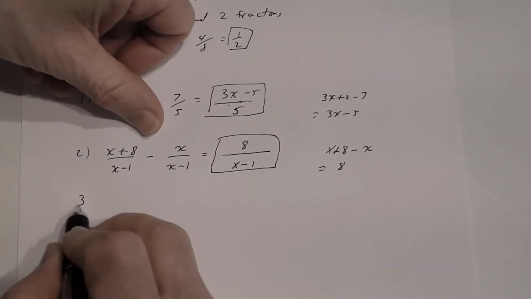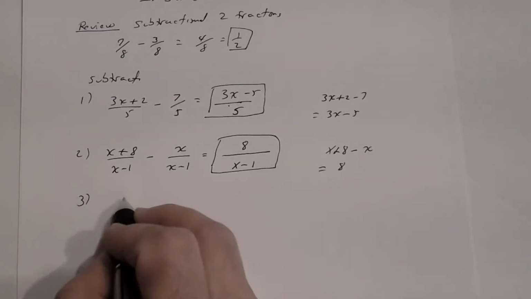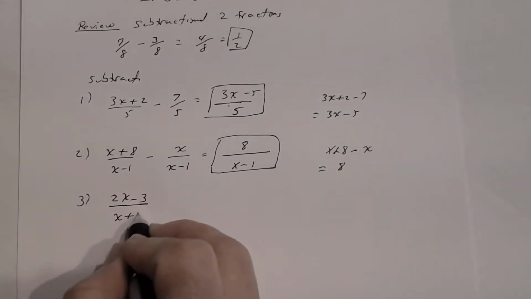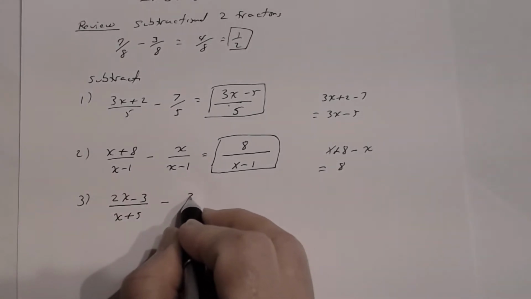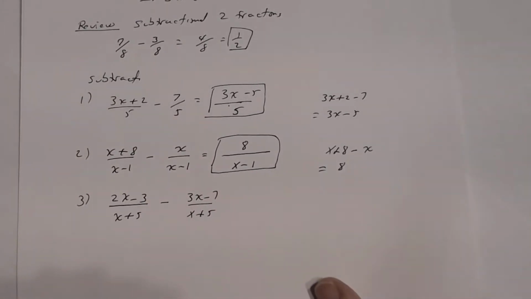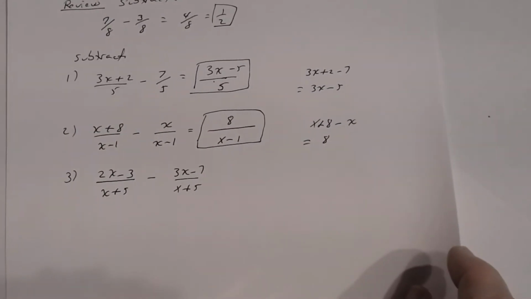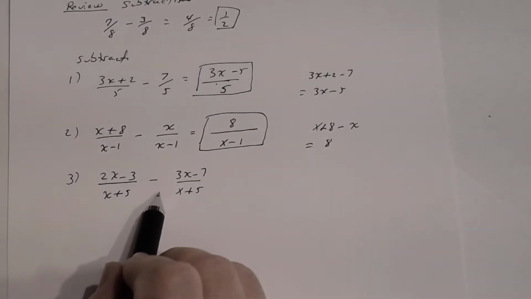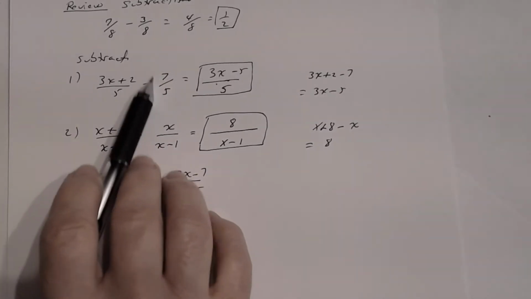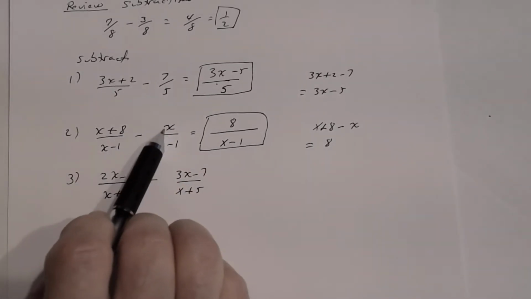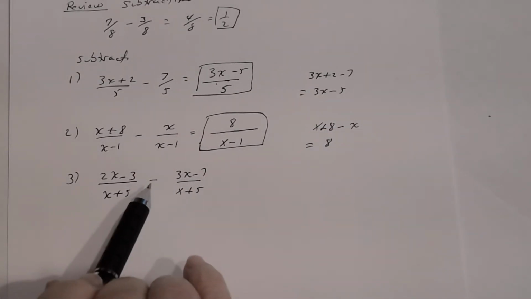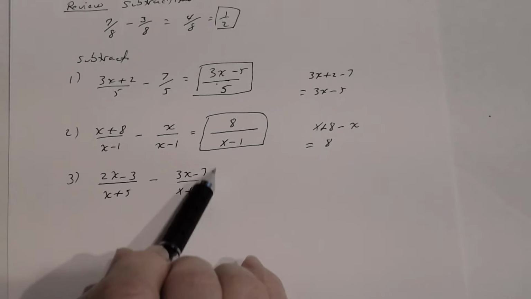Okay? Number 3. Number 3, we have 2x minus 3 divided by x plus 5, and then I'm subtracting 3x minus 7 divided by x plus 5. In this one you really need to be a little bit careful with the subtraction. If you notice, in the first two I was subtracting a monomial factor, so I didn't have an issue. In this case though, I am not subtracting a monomial factor.